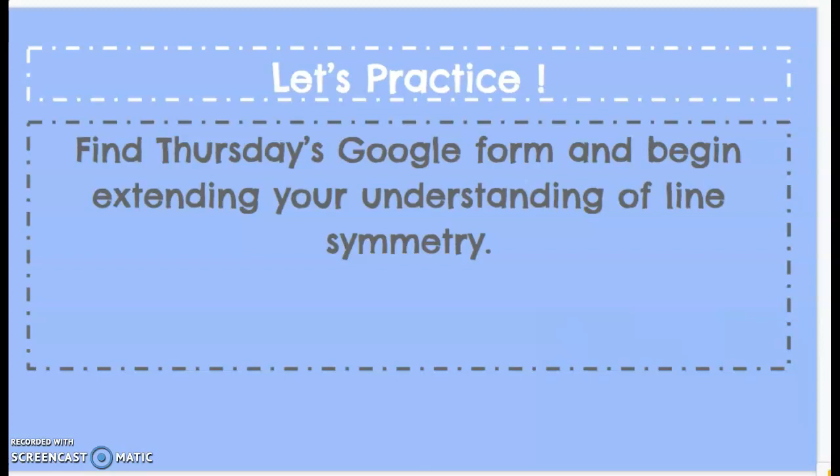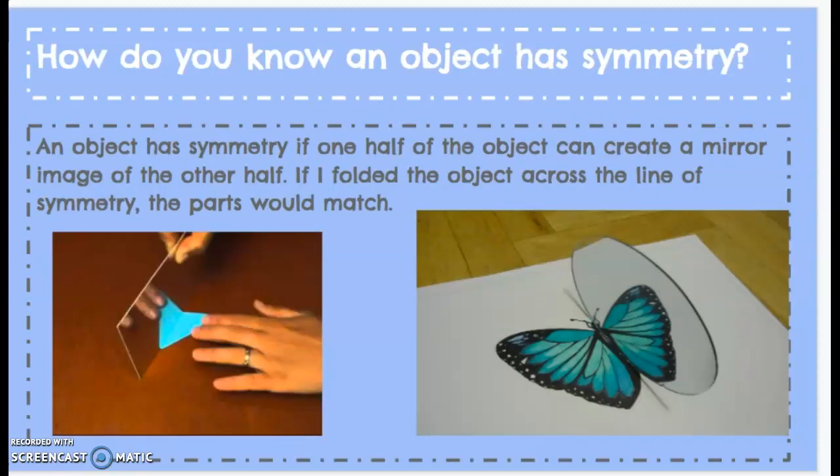When you're extending your understanding of this symmetry, keep in mind that objects that are symmetrical often means that it can create a mirror image on the other half of it. If you were to fold the object across the line of symmetry, those parts would match. So be careful today and really think, are these symmetrical? Let's get started.